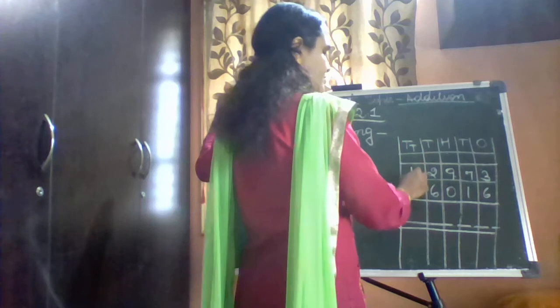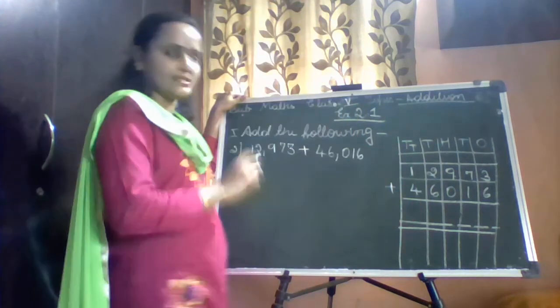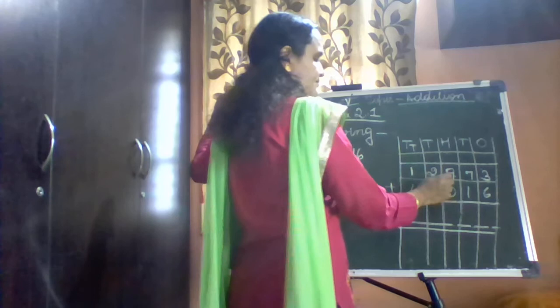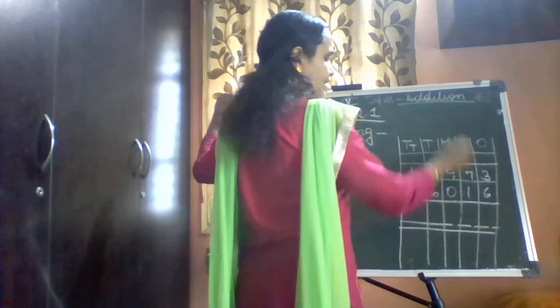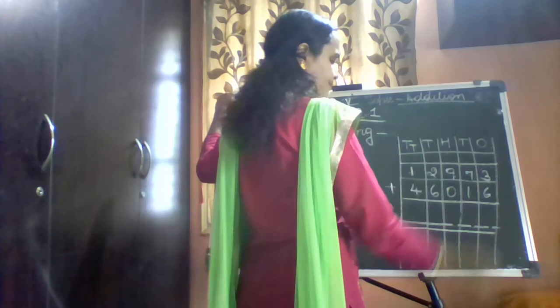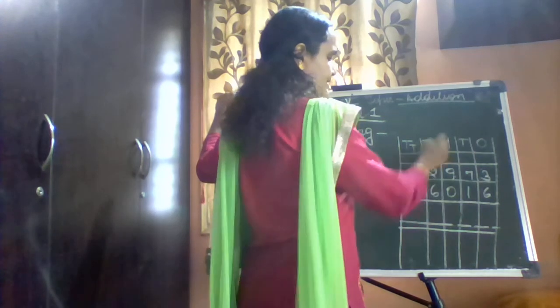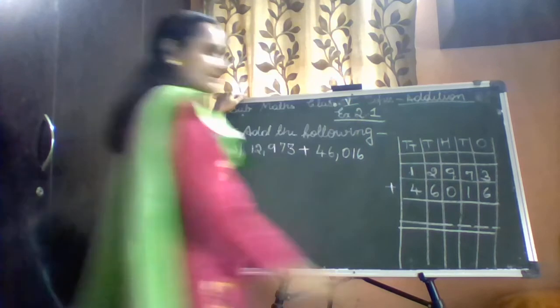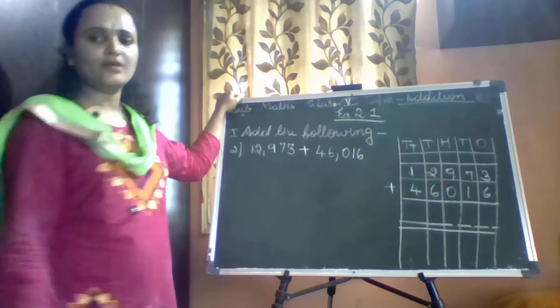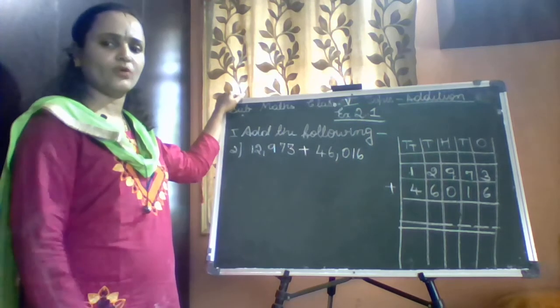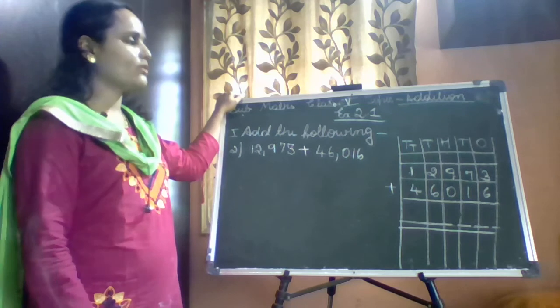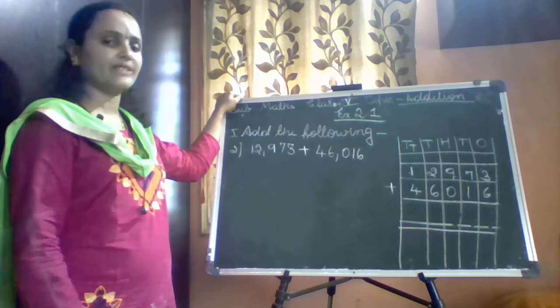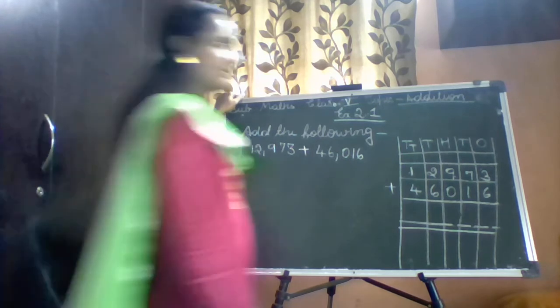Okay. First let's read the number, because once you get used to reading the number, you can read it without writing the place value. So how do you read? 12,973 plus 46,016. Since you don't have any number under 0, no need to read anything. You can't read it like 0, 100. So how do you read it? 46,016. That's it. Okay. Now we'll add it.